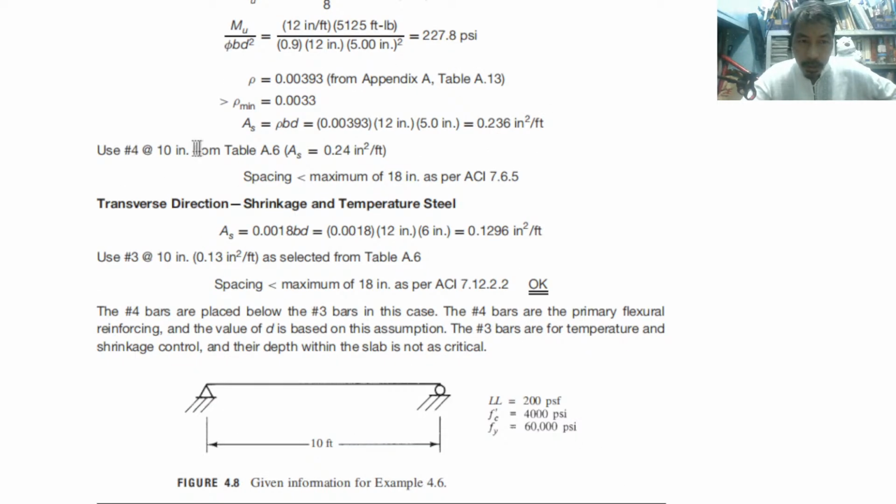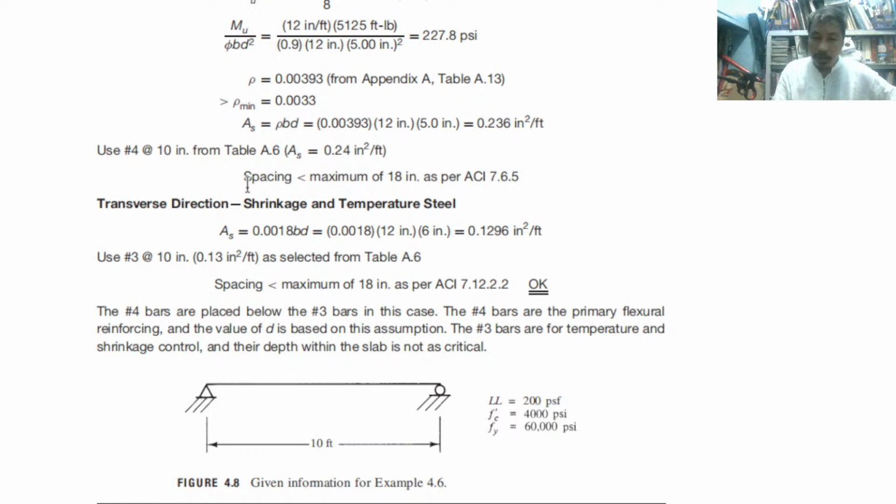So to find out the size of the bar, number 4, 10 inch from the table. So that is 0.24, very near the value 0.236. The spacing must be less than the maximum of 18 inches as per ACI. 18 inches, in SI unit, I know it to be equal to 450 mm. So the maximum spacing must be less than that.